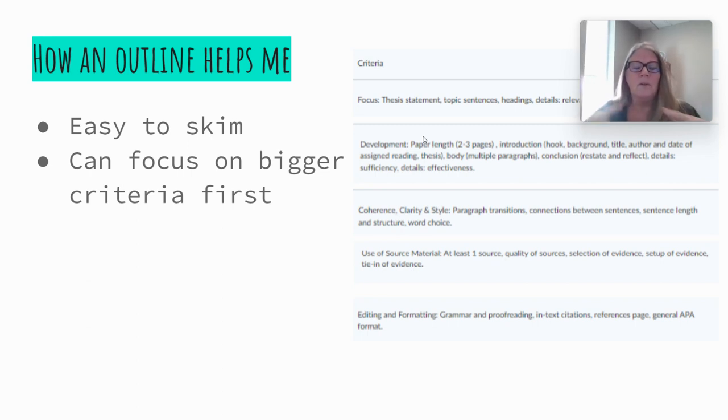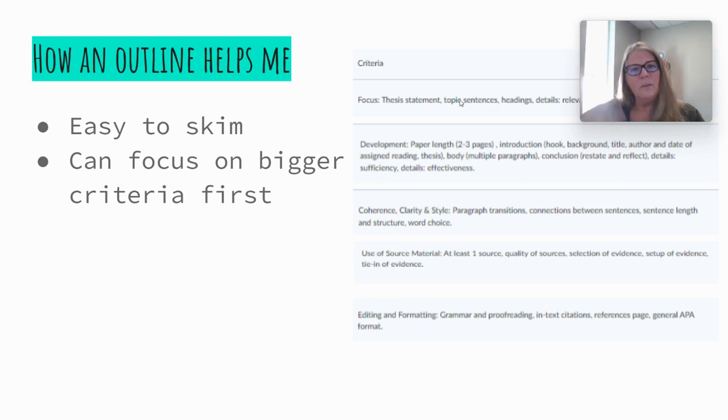All right, so it's a lot easier for me to skim if you do an outline. Also, as I said, these criteria at the top are focus. Are you doing what the assignment asks? Are your paragraphs each putting forth their own unique points? Do you have a thesis that's tying everything together? A tentative thesis when we're at the outline stage.